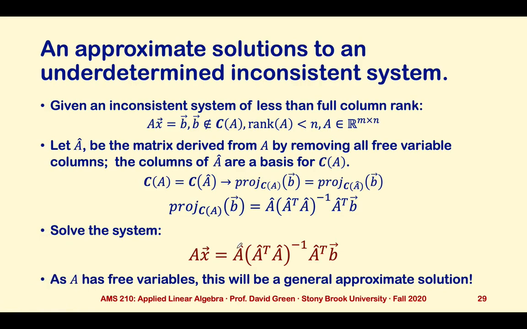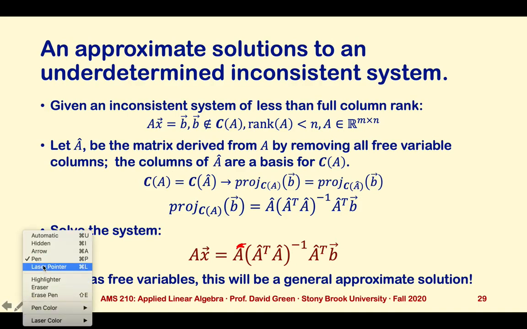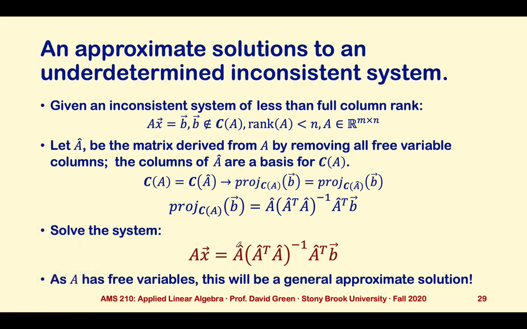And it's a very important correction here. This should not be A hat there. It should be A hat there. Erase that pen. AX equals the projection of B onto the column space of A, where this is now our projection right here, substituting in this.